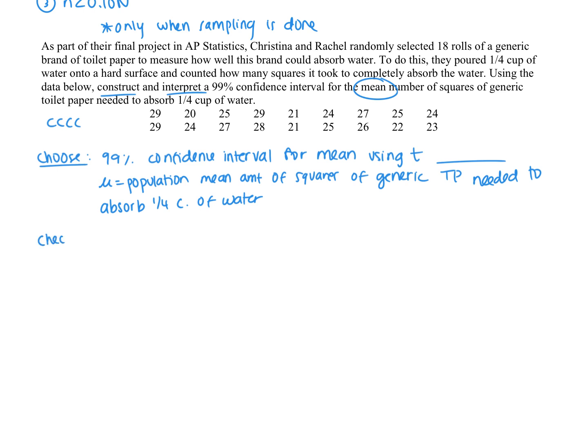So then we need to check our conditions. First one, random sample. It says they randomly selected 18 rolls. So a random sample of rolls is chosen. The second one, we need an approximately normal sampling distribution.